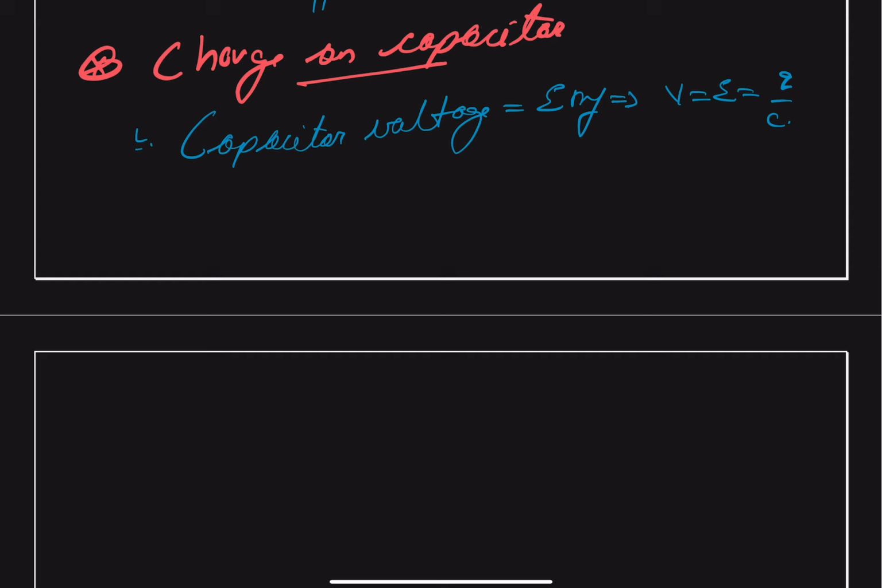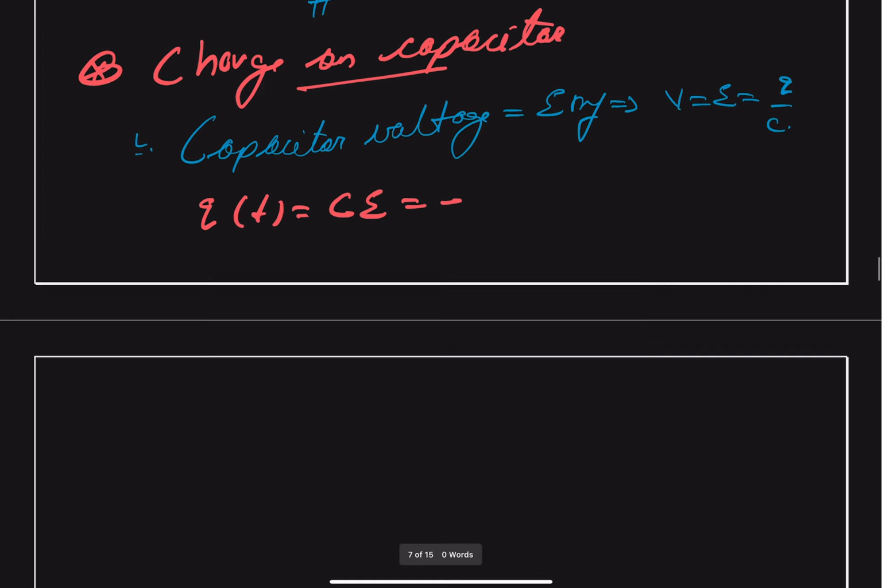Therefore, charge Q for any time t will be equal to capacitance multiplied by the induced EMF. This comes as minus, and we have this as mu naught I naught a omega C natural log of 2 divided by pi, and this comes as cos of omega t. So this is our charge.